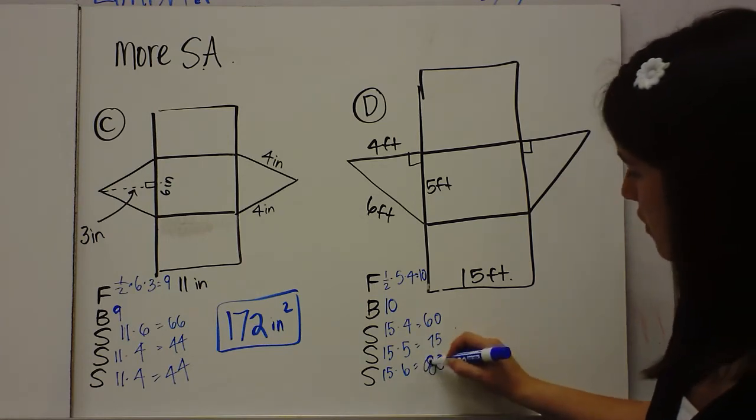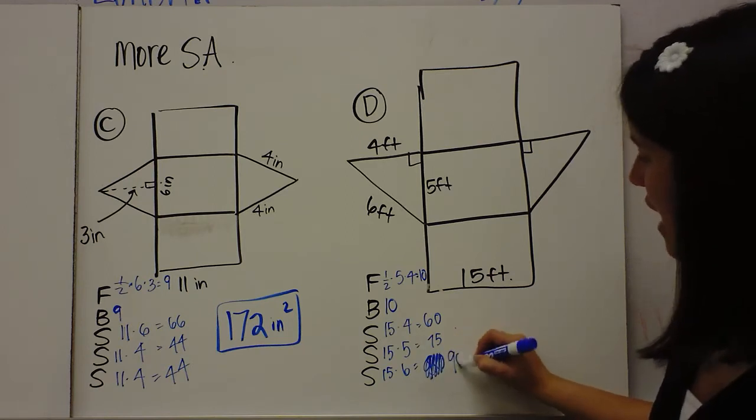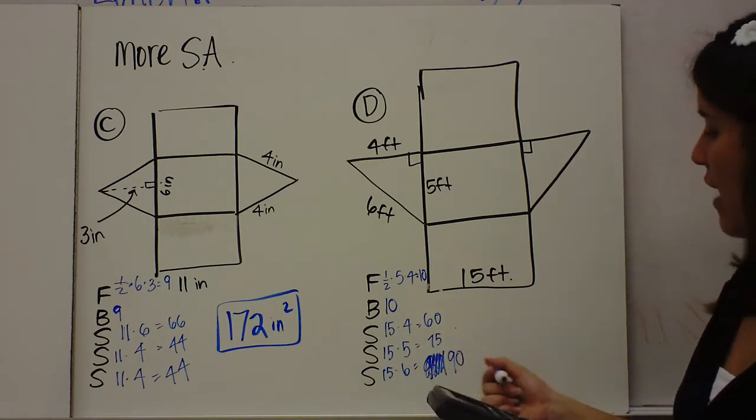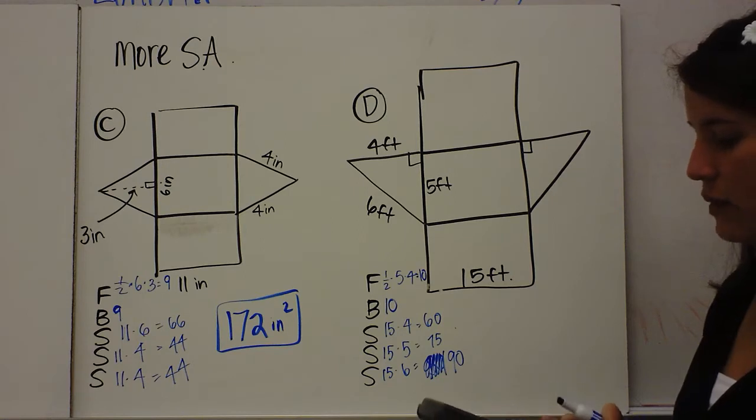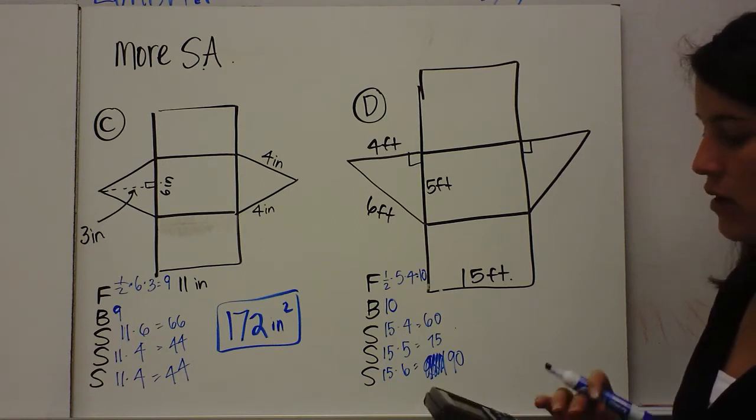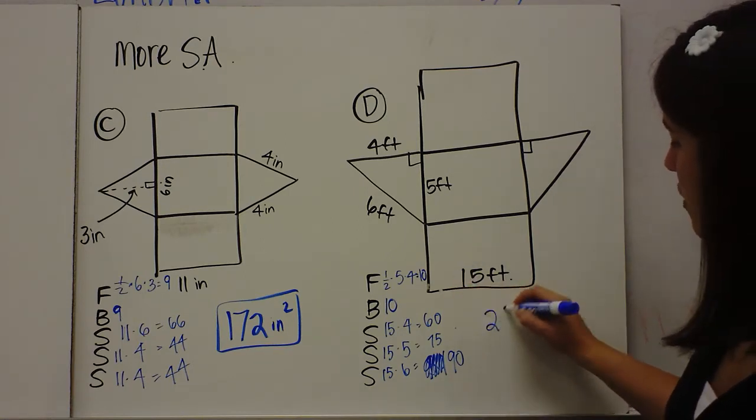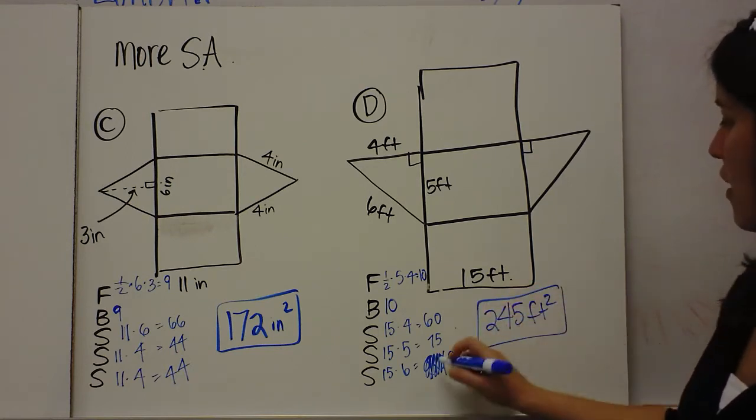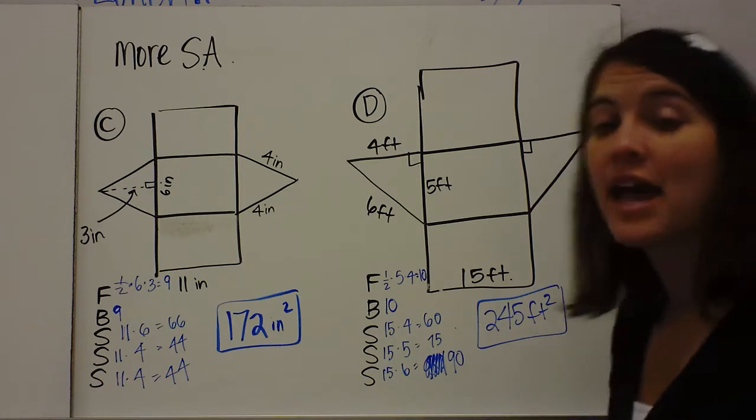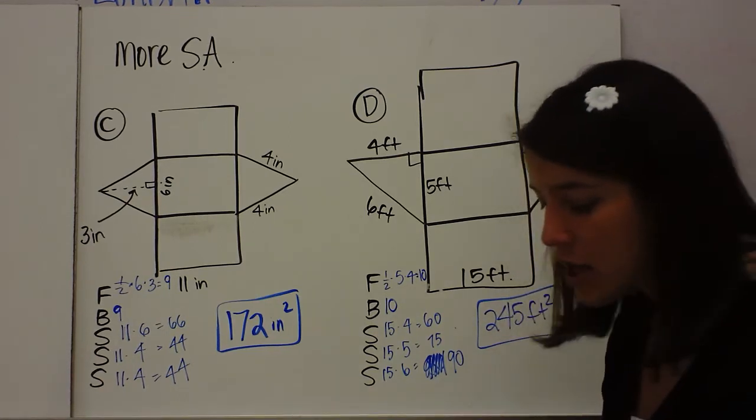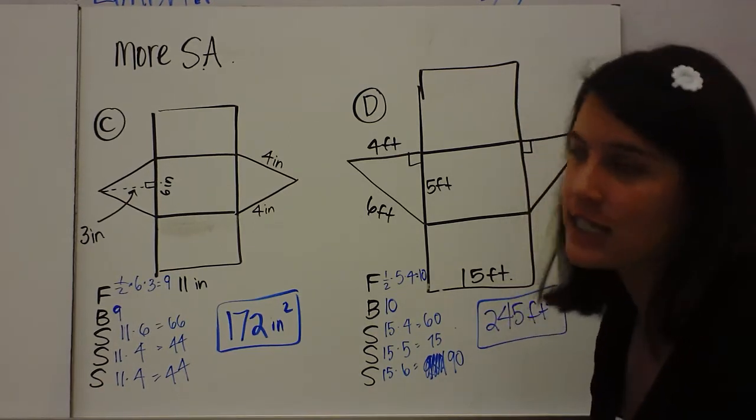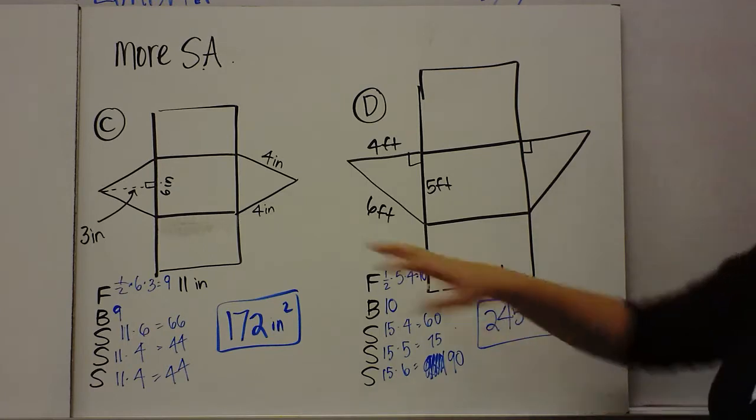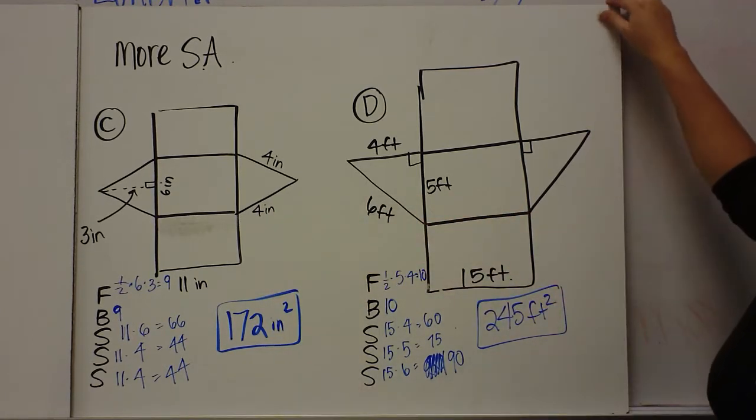Oh, sorry, 90. So then we add up 90 plus 75 plus 60 plus 10 plus 10, and we get 245 feet squared. So you can tell me that I made a mistake tomorrow. You'll say, I saw your mistake. You put 80 instead of 90. But I found it. And these are examples with nets.